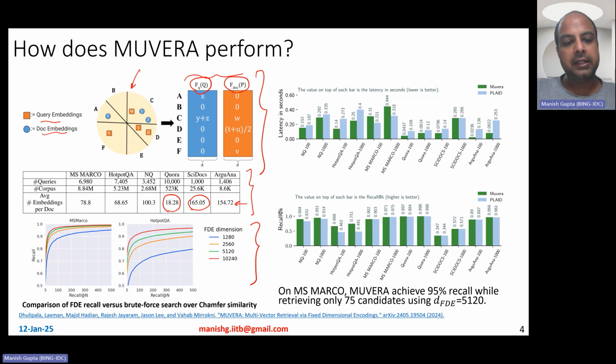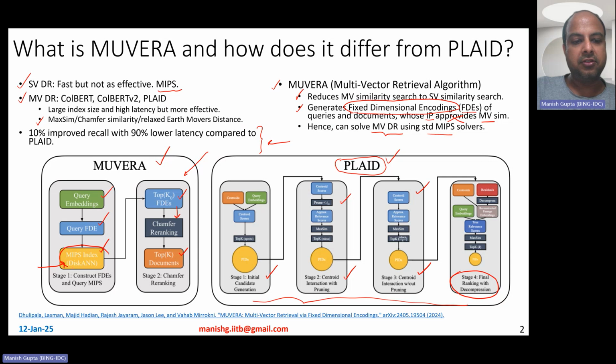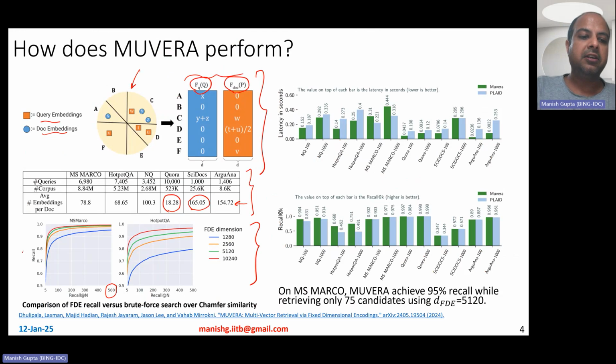These charts show, let's say you were doing a full brute force Chamfer similarity computation and you obtained 500 candidate documents, versus doing Muvera-based similarity computation using maximum inner product similarity on fixed dimensional encodings from Muvera, right? So what is the recall that you can obtain? Okay, so that's what it shows. And by the way, there are multiple curves, and each of these curves stands for the FDE dimension. So what is the overall FDE dimension?